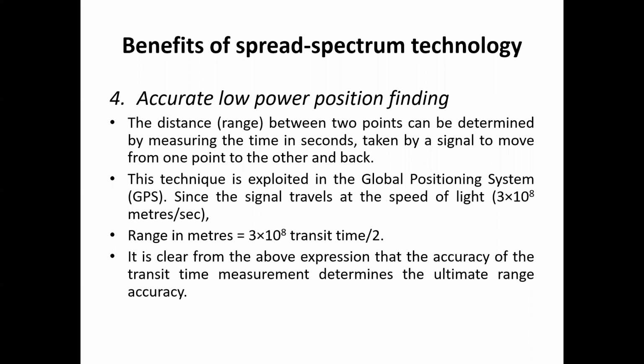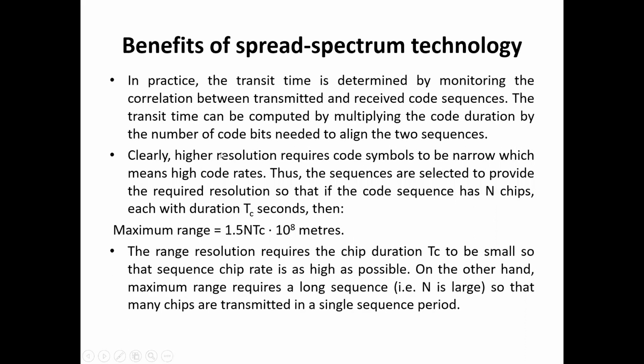Again, we have another application for the direct sequence spread spectrum system, sorry, it is accurate low power position finding. Using spread spectrum, we can determine the location of the target or even mobile users accurately based on the signal travel time to the target and back to the original source, and range in meters can be determined by 3 multiplied by 10 to the power 8 times transit time over 2. Now, of course, we may simplify this equation.